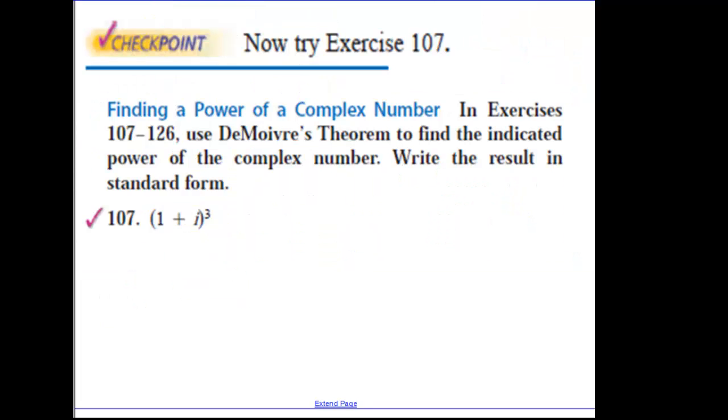All right, go ahead and try exercise 107 in your notes now. Again, draw a quick sketch of what this complex number looks like on the plane. You should be in quadrant 1. You also want to recognize that your n value is 3. Check your answer in the back of the book. Come back when you're done.